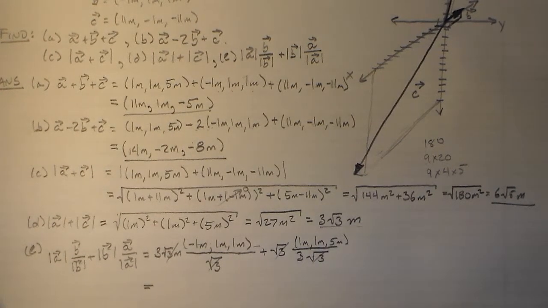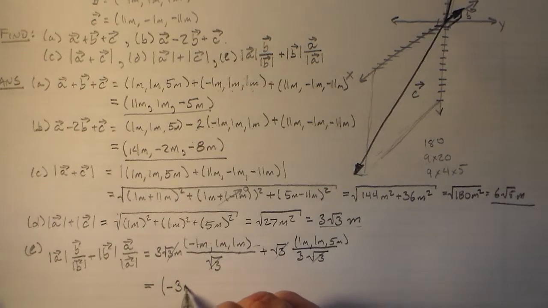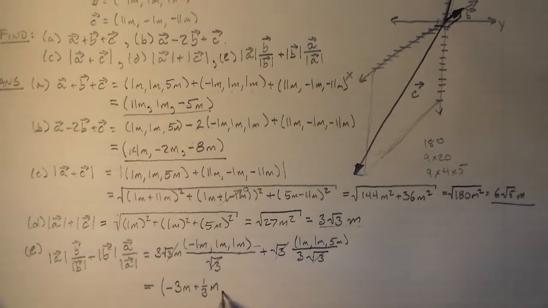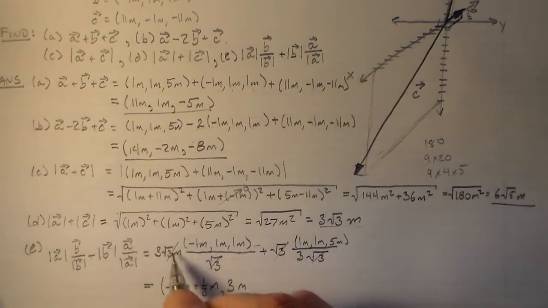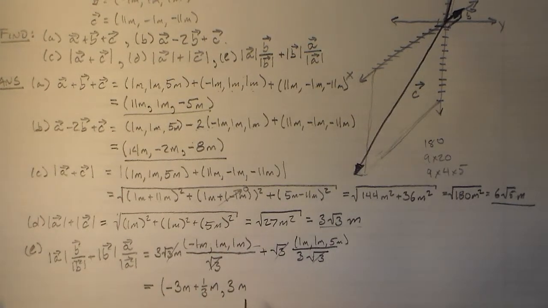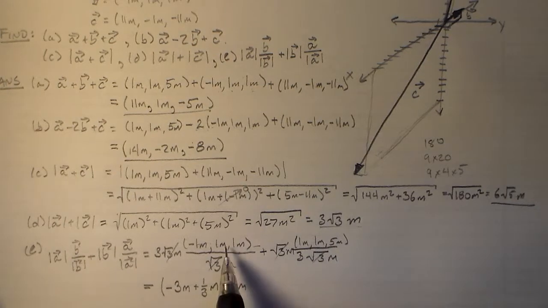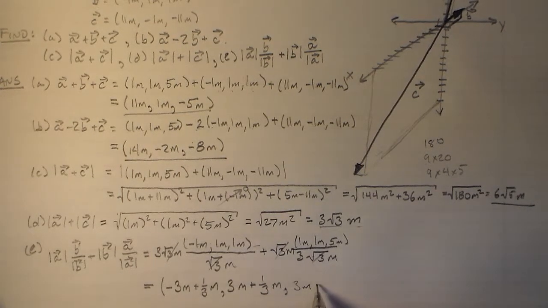Not deep in complicated territory. We're still in some sort of simple life sort of thing. Oh, we have minus 3 meters from this guy, plus 1/3 of a meter from this side, comma 3 meters from this guy, 3 times that guy. I forgot these have units, meters. 3 meters plus 1/3 of a meter here. And then we have 3 meters plus 5/3 of a meter. Okay, so lots and lots and lots of little things.